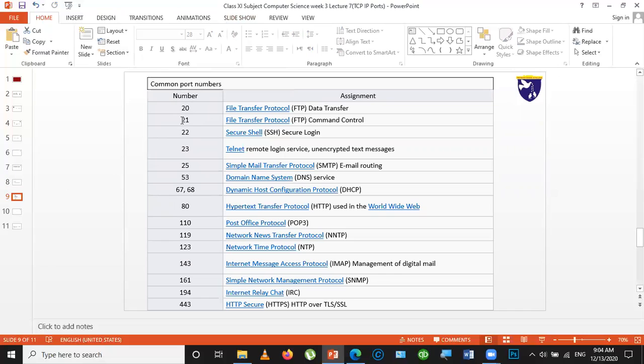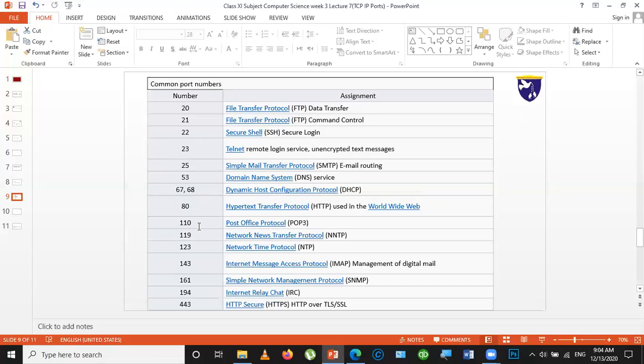This table shows that port number 20 is used for file transfer protocol. The second, 21, is file transfer protocol. 22 is secure shell. 23 is telnet. 25 is simple mail transfer protocol. 53 is domain name service. 67 and 68 are dynamic host configuration protocol. Port number 80 is hypertext transport protocol.